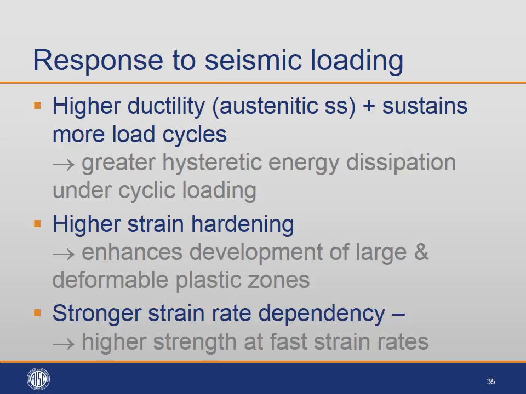stainless steel has a stronger strain rate dependency than carbon steel. What that means is that if it's subject to a high-speed impact, then its strength increases at a greater rate than if it was subject to an impact at low speeds. And this dependency is greater than what you would measure for carbon steel. So that also is a benefit in responding to seismic as well as blast loading.